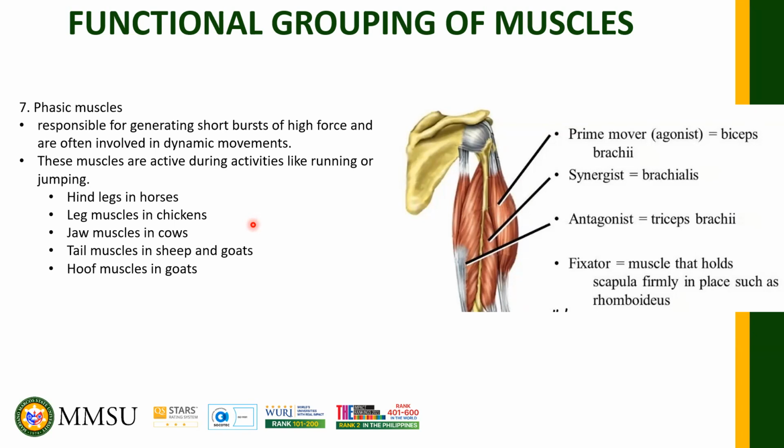And then the tail muscles in sheep and goat, that is usually particularly used when shooing away flies, that is for the tail muscles too. They are responsible for generating short bursts or forceful contraction. Okay? Then another one, we have the hoof muscles in goats. They have strong muscles mainly on their hooves and in their legs that usually enable them to jump and climb with agility. If you are familiar with the ibex, so here, we have the phasic muscles.